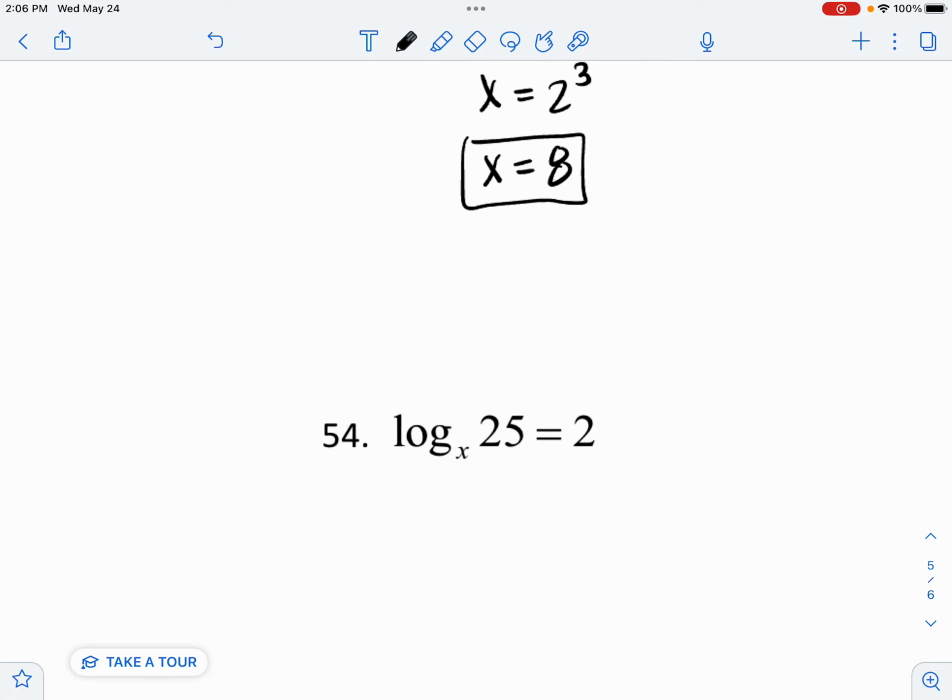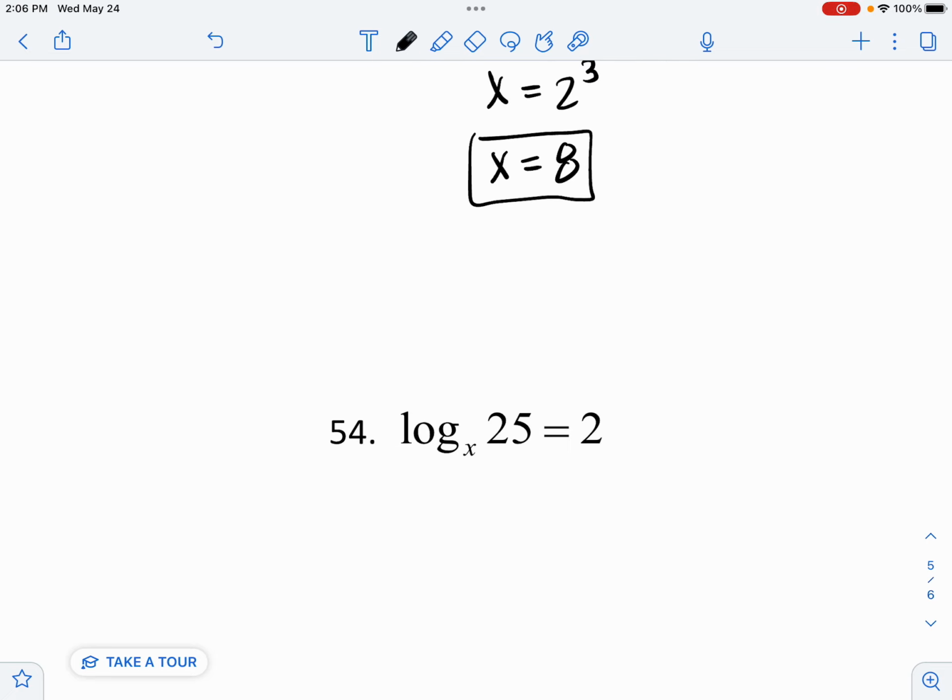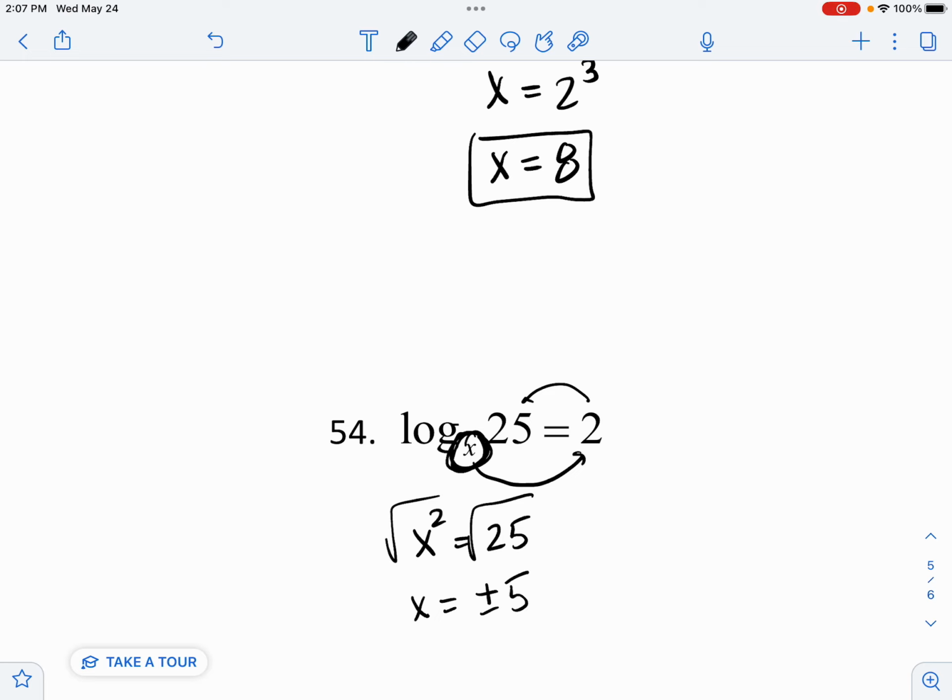All right, let me go ahead and do 54. Might as well get that done and finish the log section. So this changed to exponential form, so I have x to the 2nd power equals 25. And if I take the square root of both sides, I'm going to get that x equals, again, plus or minus 5. You guys remember, the base cannot be negative, so it's just going to be x equals positive 5. I have to exclude that negative value.